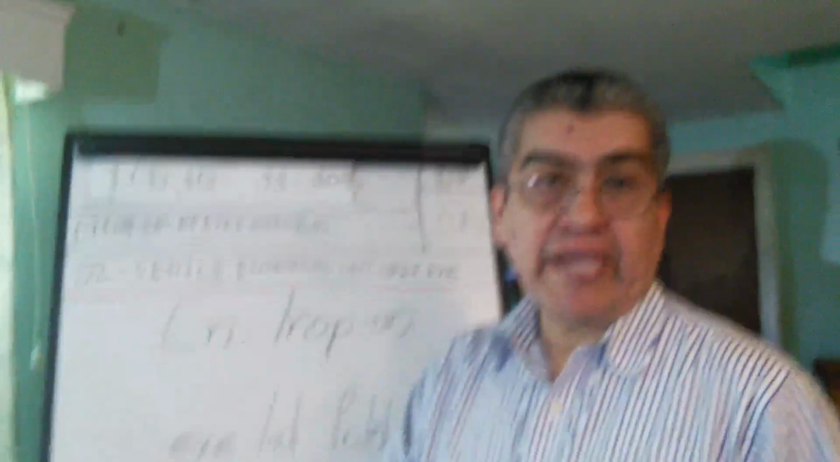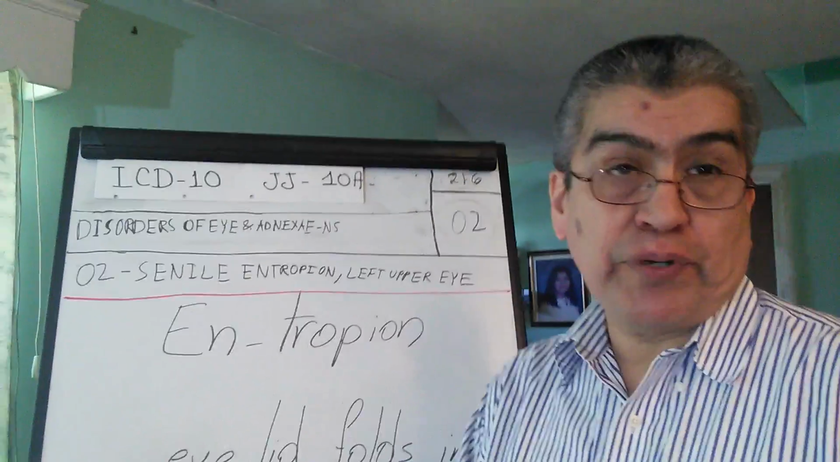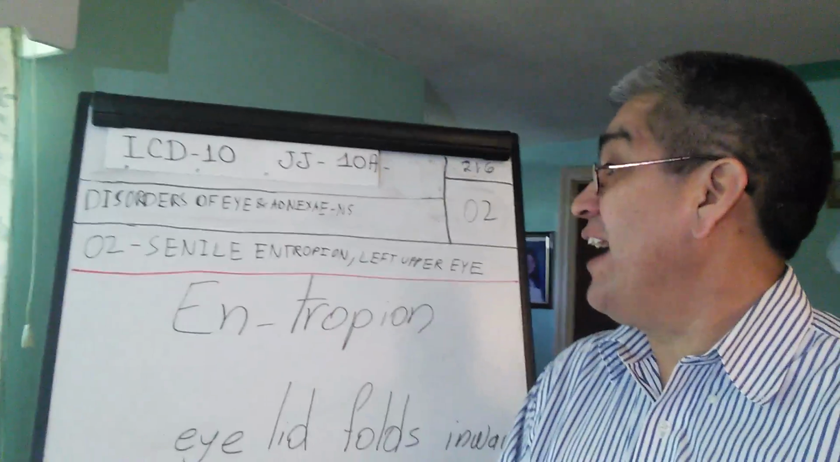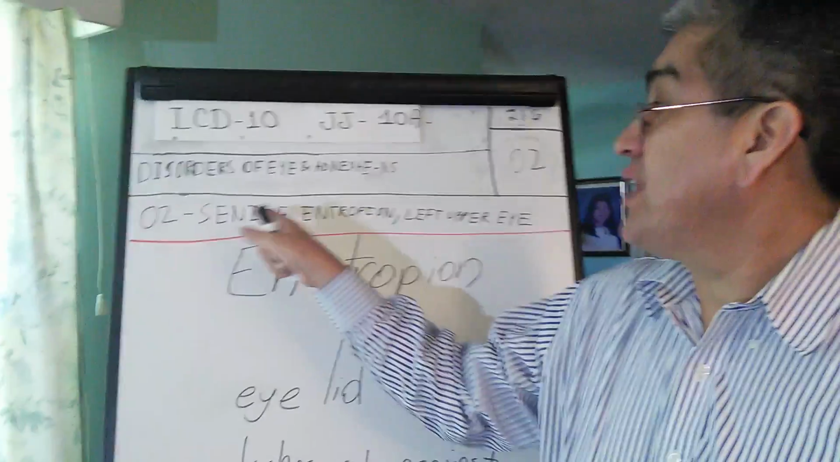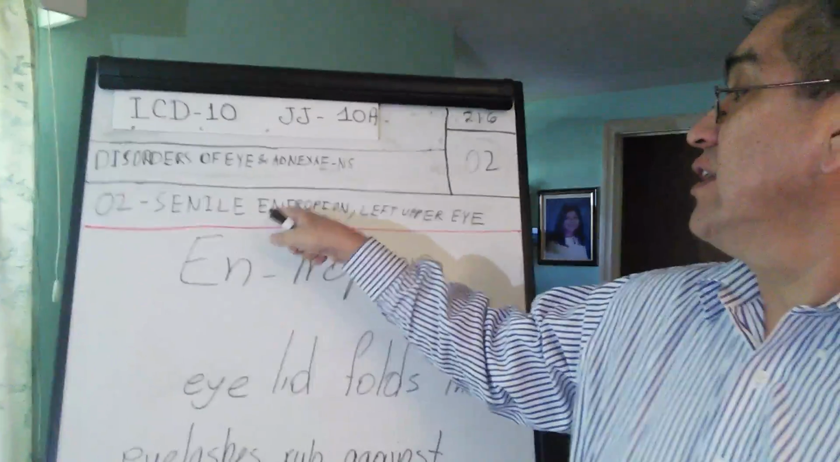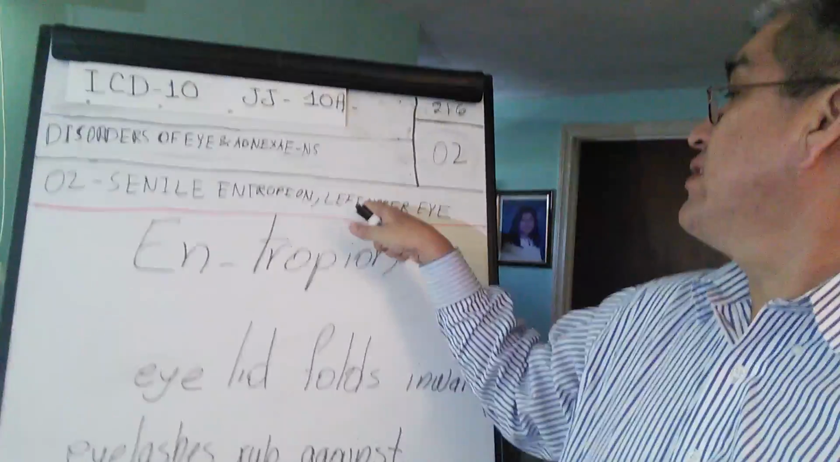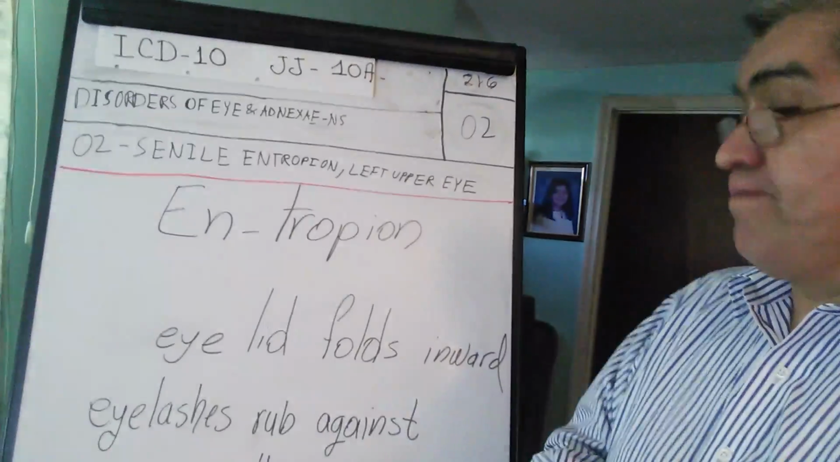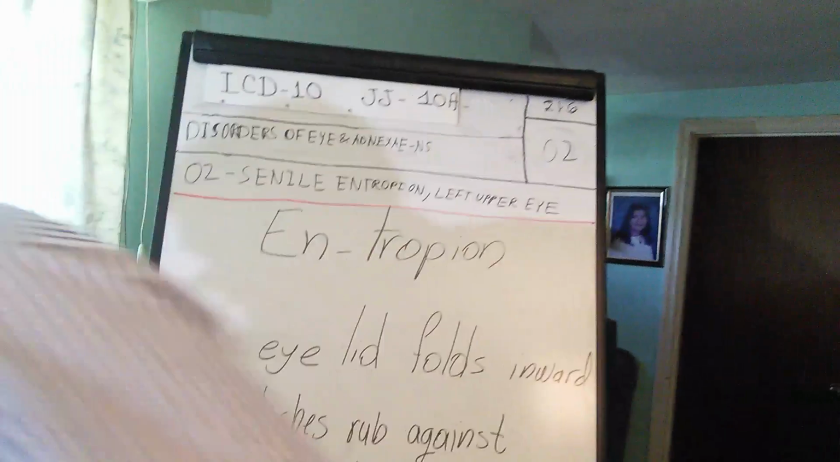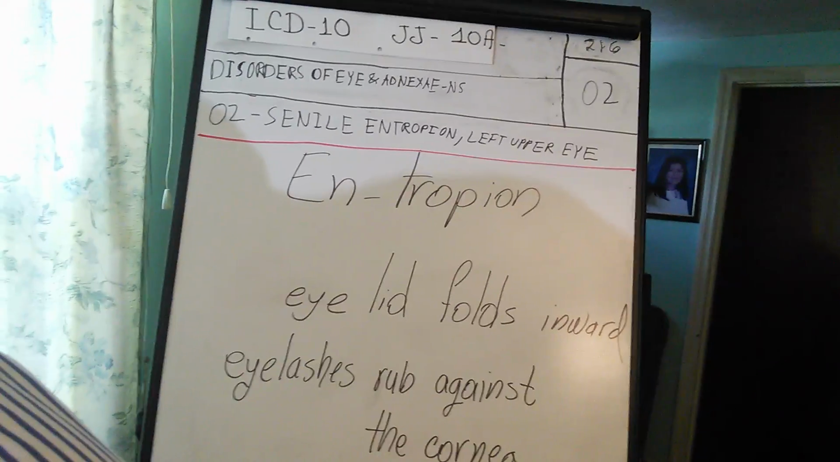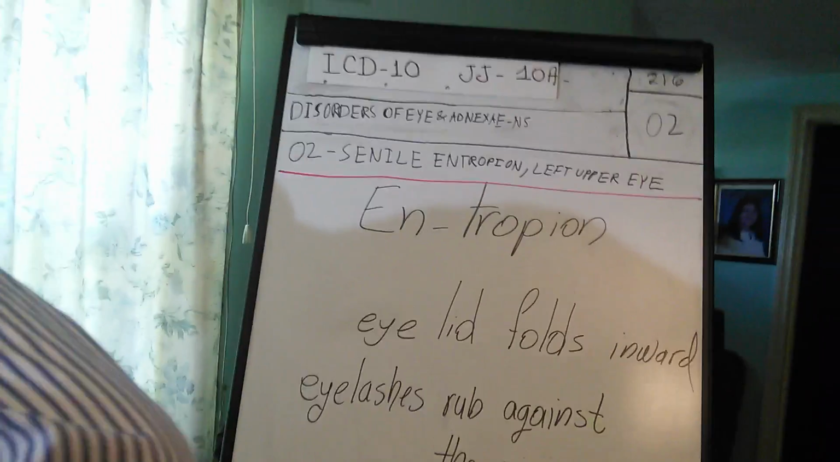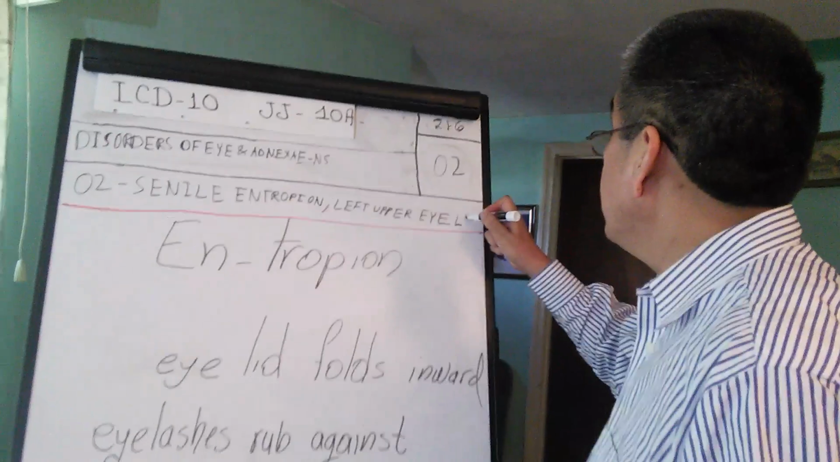Hi, today we have the second problem for a disorder of the eye, and the problem reads: senile entropion, left upper eye. Okay, is it upper eye? Let me see, upper eyelid, right? There's a lid missing here.